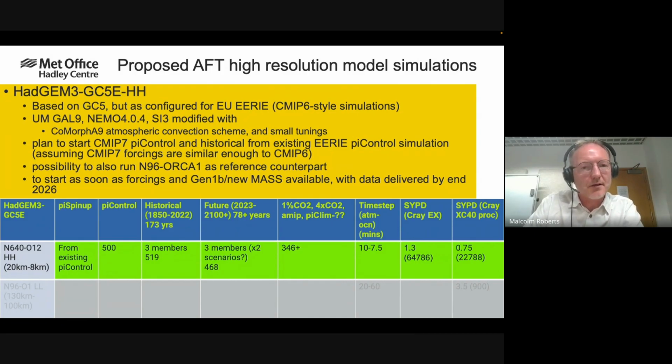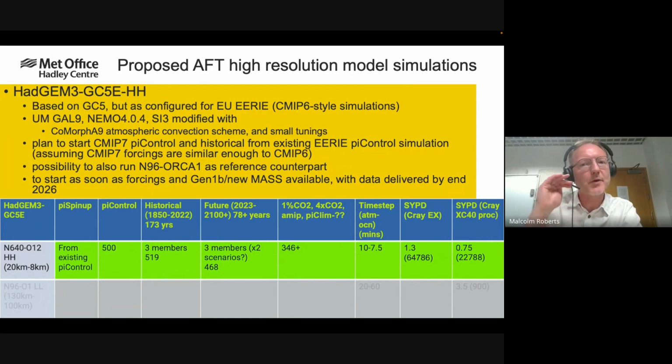There is an issue here that we think some of the CMIP7 forcings might be somewhat different to CMIP6, particularly the solar and the volcanic. So we're going to do some testing, hopefully in the next month or two, to see how different they are and whether we will need to extend the current PI control that we're starting from a bit before we can initialize the other simulations.